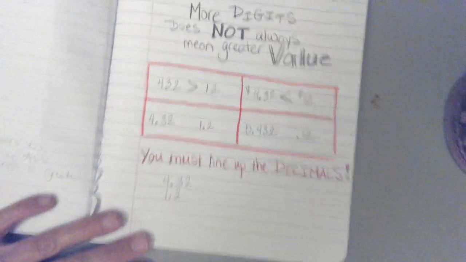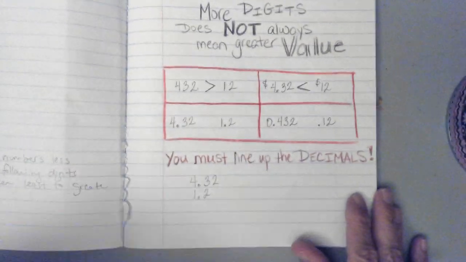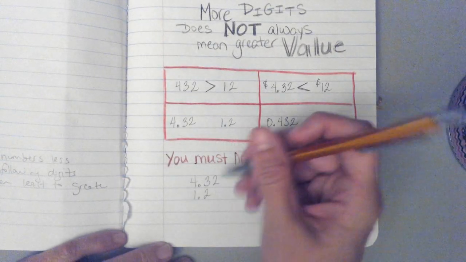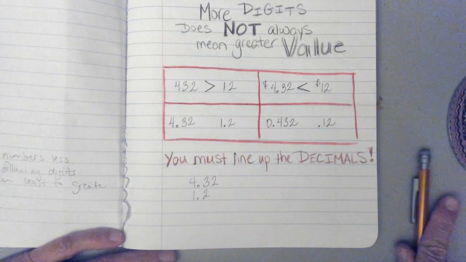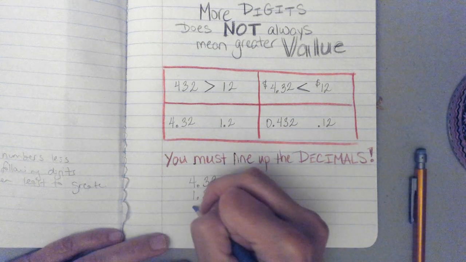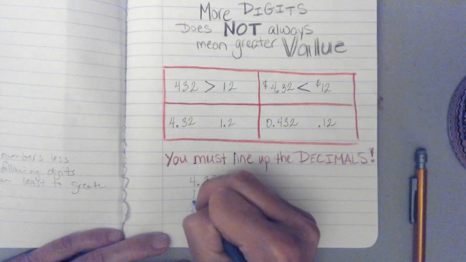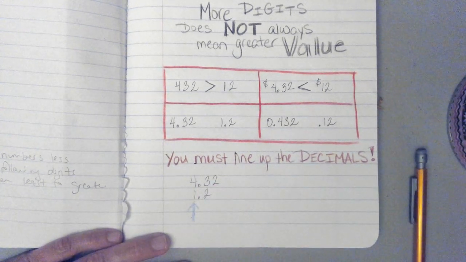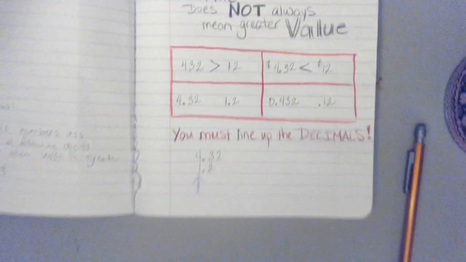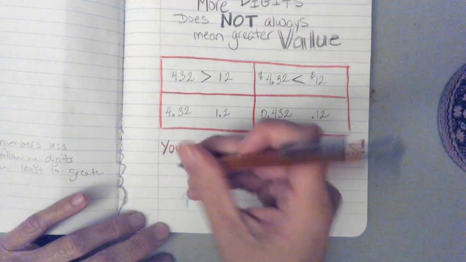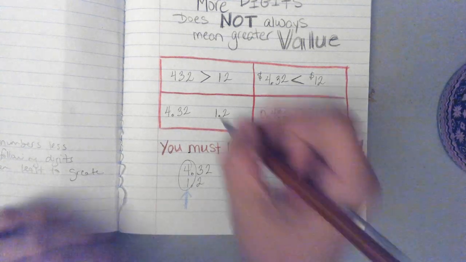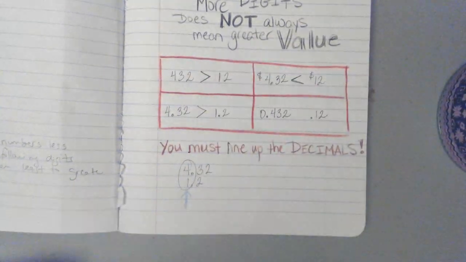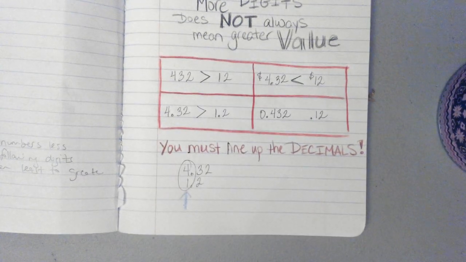Okay? So now that I've done a little lining up, I'm going to start at the place furthest to the left. So I'm going to start right here. And when I look at that place, what I'm seeing is that 4 is greater than 1. 4 is greater than 1. And so 4 and 32 hundredths is greater than 1 and 2 tenths.